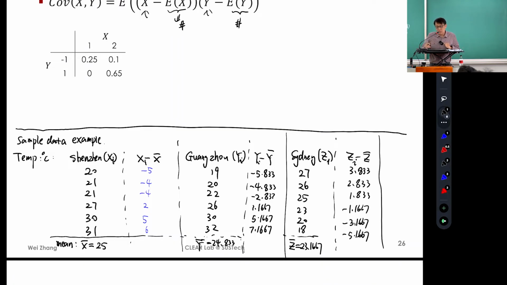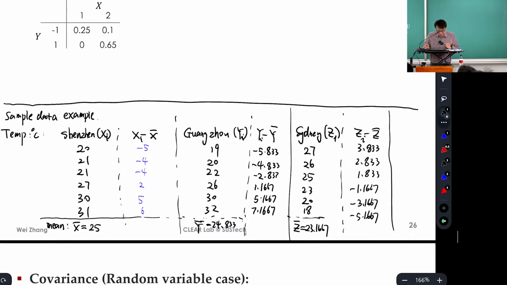I like Shenzhen temperature so much because now it's Shenzhen temperature from January to June. Wonderful temperature, right? But I don't feel it's wonderful, it's hot, right? The average temperature is like this: 20, 21, 21, 27, 30, 31. Guangzhou seems to have better ones: 19, 20, 22, 26, 30, 32. I have 6 variables, 6 sample points. And the mean for Shenzhen is 25, and for Guangzhou is 24.833.